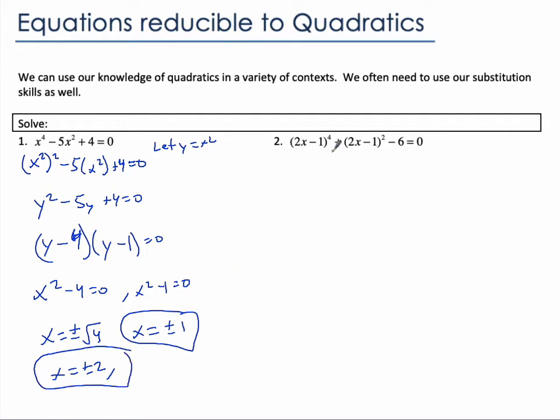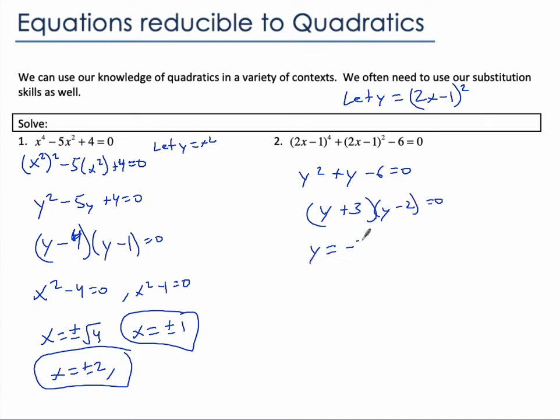The second one, it looks like a quadratic as well, but you would let y equal this whole thing, but it's to the power 4, so squared. So then you got y squared plus y minus 6 equals 0, y plus 3, y minus 2 equals 0. So we have y equals negative 3 or y equals 2, and then we'll plug in what this is now.